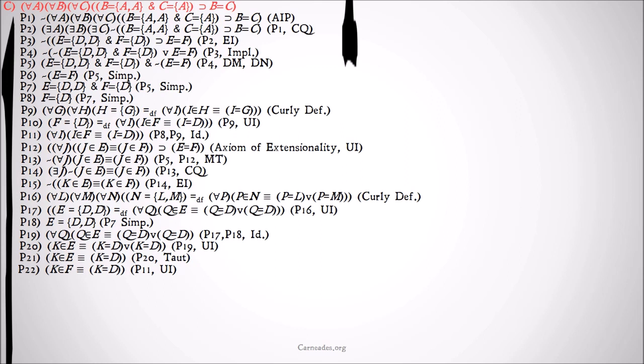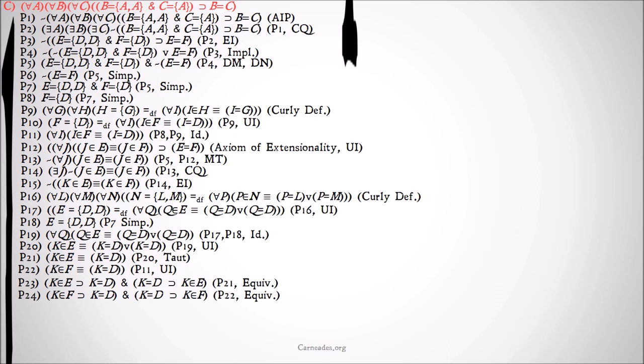So everything we do from this point forward is just trying to get to that basic intuitive idea that if K as a member of E is materially equivalent to K equals D, and K as a member of F is materially equivalent to K equals D, that means that K as a member of E is materially equivalent to K as a member of F. All right? Hopefully that made sense. Well, we'll do it explicitly if it didn't.